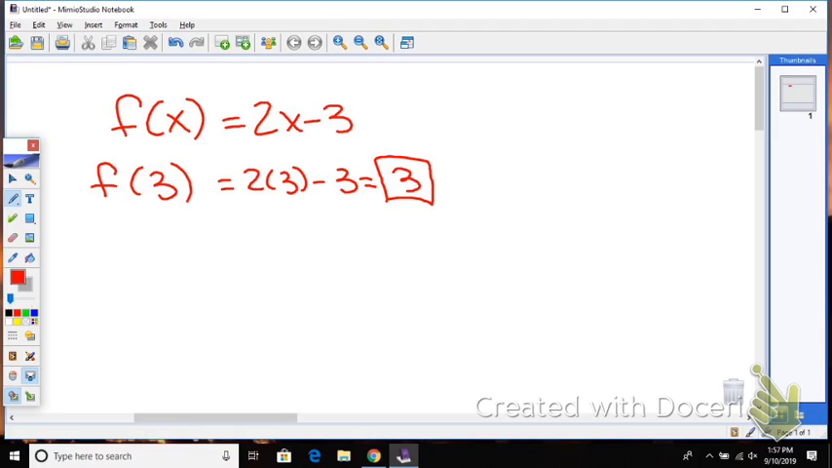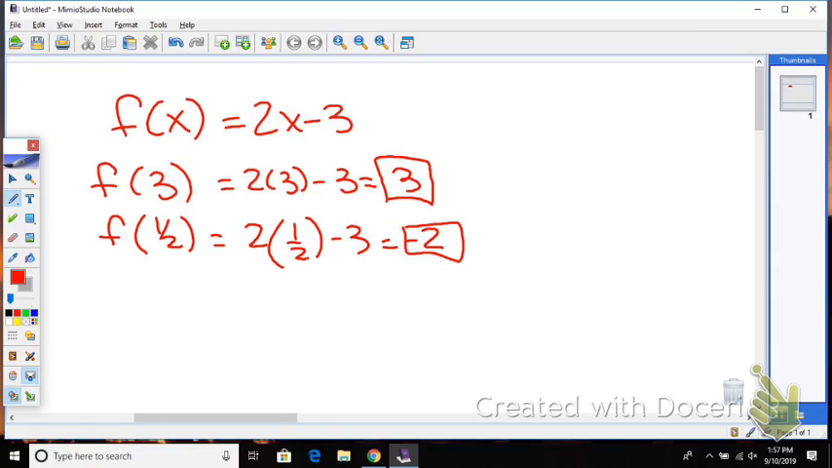And then the next one, my input now becomes 1/2. So it's the same process. You're going to do 2 times 1/2 minus 3. What's 2 times 1/2? 1. 1 minus 3 is -2. Okay? So function notation is just a way to show what you're going to input.